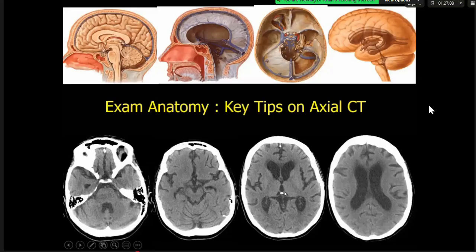More superiorly, if you see here, this is the level of the pineal gland. So what are the key features here? Slit-like third ventricle, thalamus here. And at this level, posteriorly will be the pineal gland. In the exam, they have shown pineal gland tumors on axial CT initially.